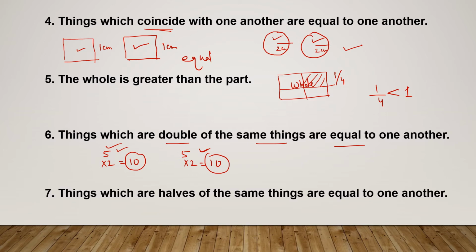Now the seventh axiom says that things which are halves of the same thing are equal to one another. The sixth and seventh axioms are basically the same. In the sixth axiom they say double of the same thing, and in the seventh axiom they say half of the same thing. Let one number be 6, and the other number again 6. If I take half of this, I get 3. If I take half of this, again I get 3. That means halves of the same numbers are also equal to one another.